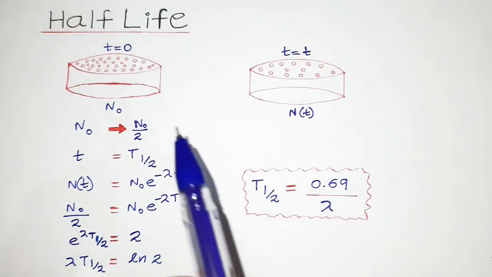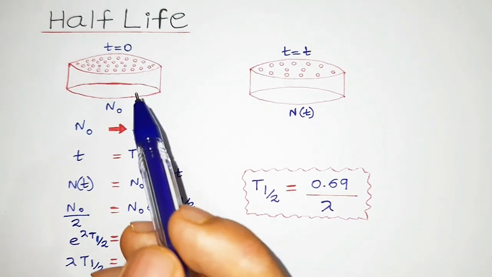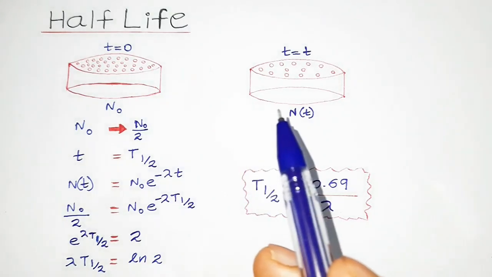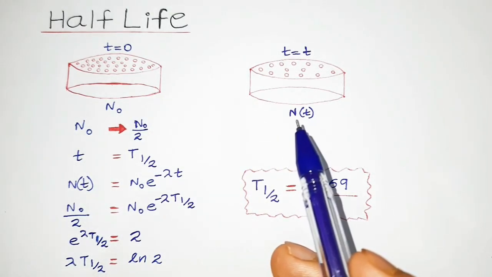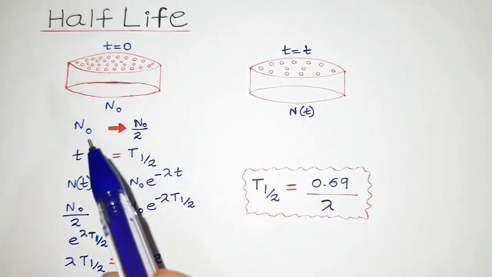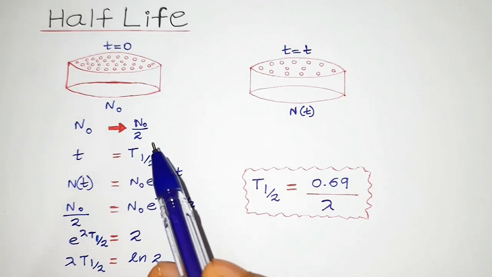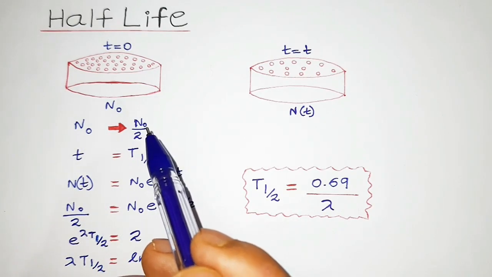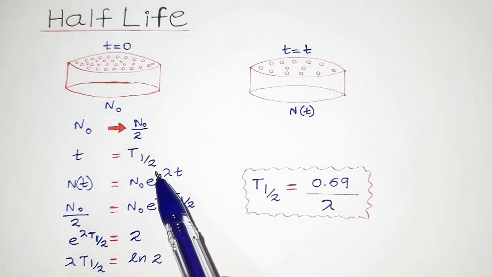Initially we had N-naught number of radioactive sample in the container at time equals 0, and after time equals t we have Nt number of radioactive sample in the container. By definition, half-life means the time taken for the initial number of radioactive sample N-naught to become half its value. It is denoted by N-naught divided by 2. The half-life time is denoted by capital T half.